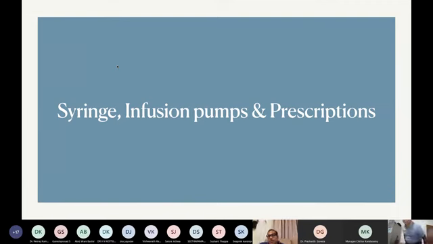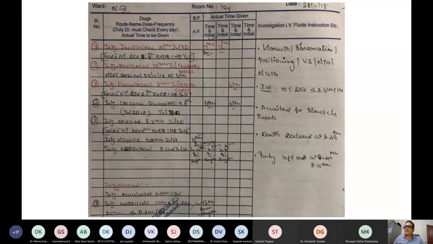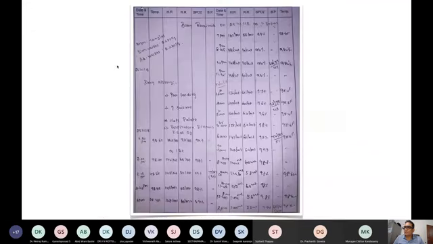With the syringe, infusion pumps, and prescriptions, I'm going to take you through a video which will show, step by step, for clinicians, how easy it is to use and how easy it is to transform from paperwork to digital work. Traditionally, this is what we used to do, as Sushanth pointed out before. It's difficult to understand what we write, and it was all paperwork.